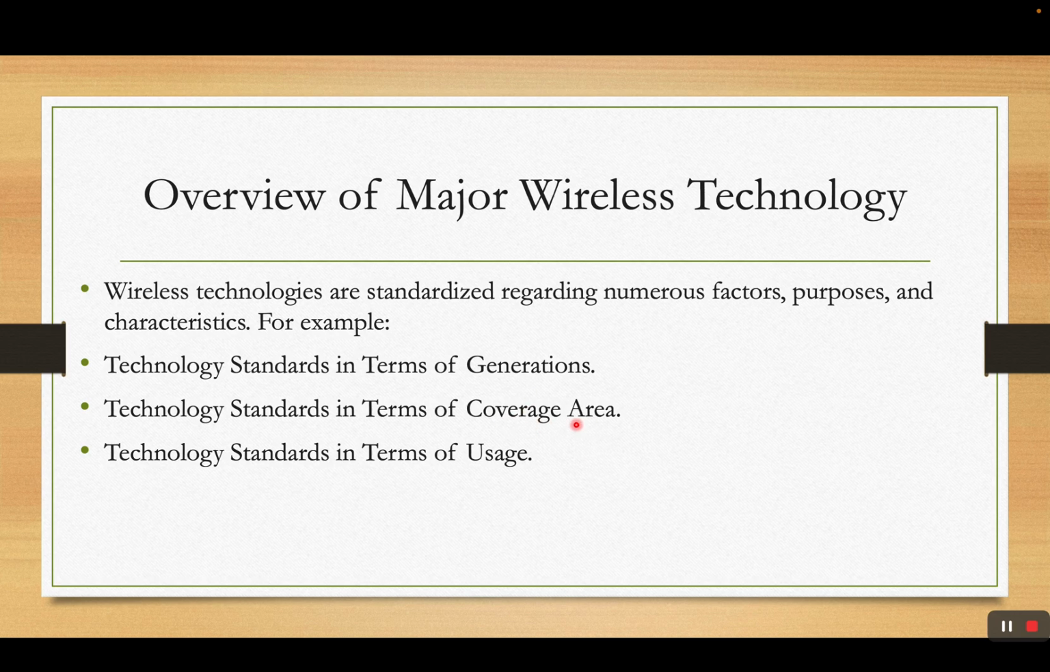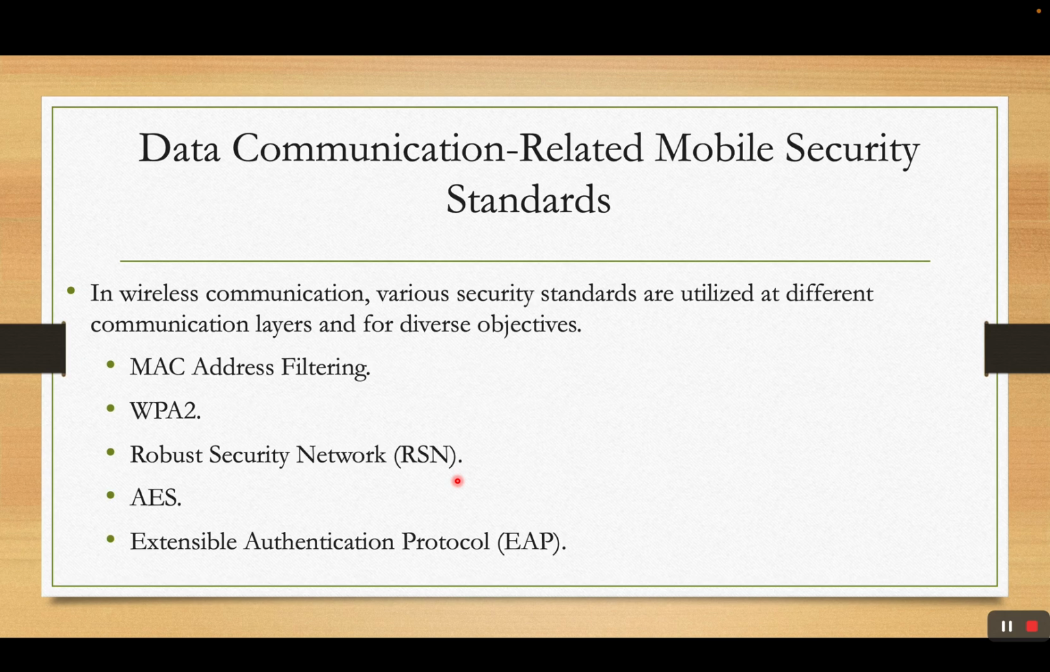Now, in terms of coverage area, there are various types of wireless networks like cellular, Wi-Fi, infrared, and much more. The standards are categorized based on effective coverage area, and the three main wireless standards fall into these categories: the wireless WAN, the wireless LAN, and the wireless PAN. The last one, in terms of usage, includes the cellular technology standards, radar communication standards, and satellite communication standards.